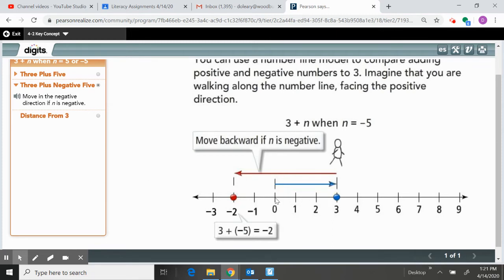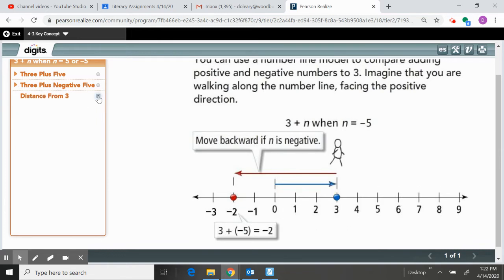So let's take a look at 3 plus negative 5. If we went to 3, 1, 2, 3, and then went negative 5, which moves us to the left, 1, 2, 3, 4, 5, we would end at negative 2. So 3 plus negative 5 takes us to negative 2. Move 3 in the positive direction, then move 5 in the negative direction, leading us to negative 2.